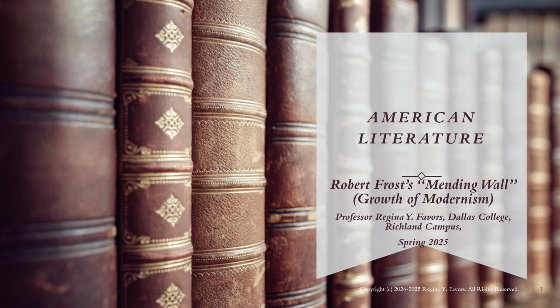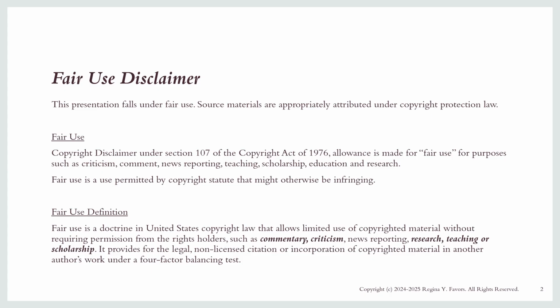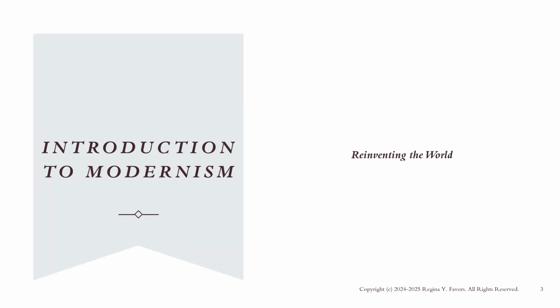So today's lecture is on Robert Frost's Mending Wall, and it's still part of the growth of modernism. So we're going to look at his particular poem and then apply some aspect of modernism. So this is American Literature, Robert Frost, Mending Wall, Growth of Modernism. This particular lecture is subject to fair use. So, introduction to modernism: reinventing the world.